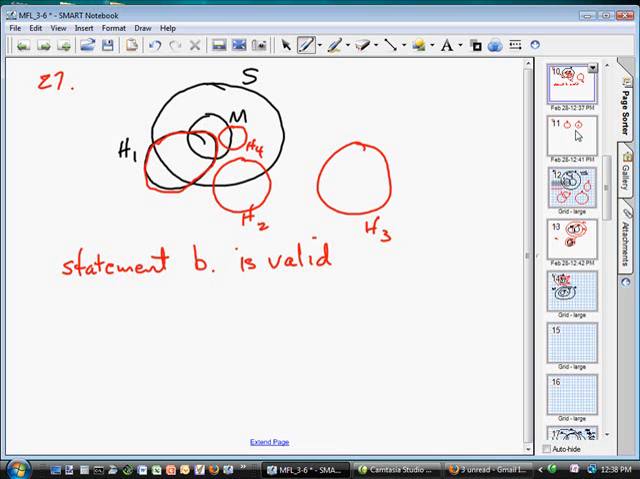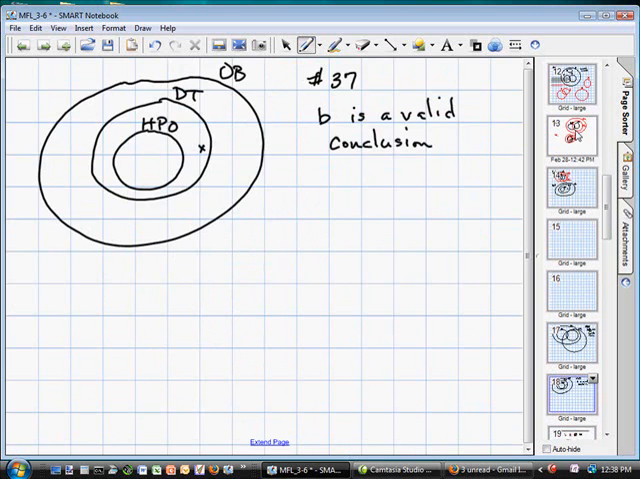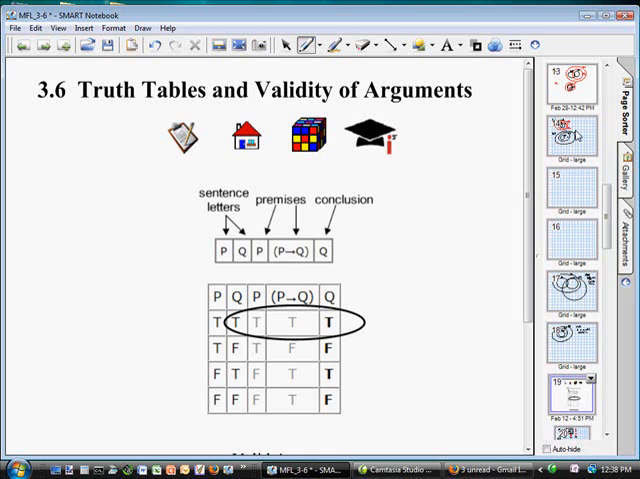Okay. Well, let me get down to the lesson here. Here it is, 3.6. Truth tables and the validity of arguments. Now, did you notice this title is almost identical to last time? Last time it said Euler diagrams and the validity of arguments. This says truth tables and the validity of arguments. We're still looking for the validity of arguments.